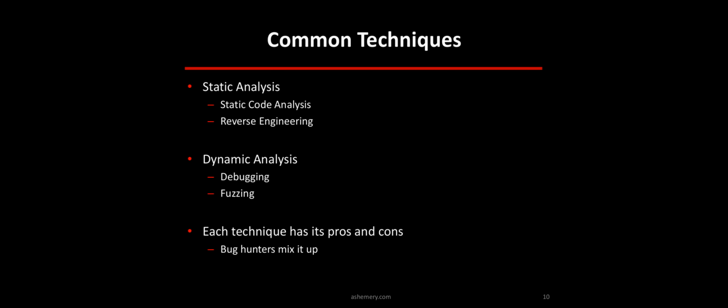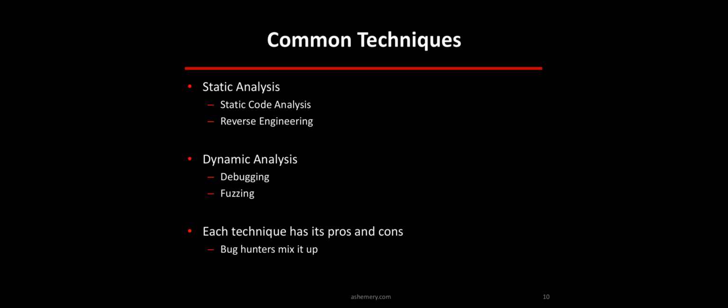Static analysis is divided into static code analysis and reverse engineering. Dynamic analysis is debugging and fuzzing. Like I said, each technique has its ups and downs, or its pros and cons. So bug hunters usually mix them up.